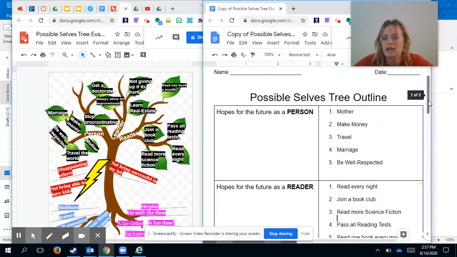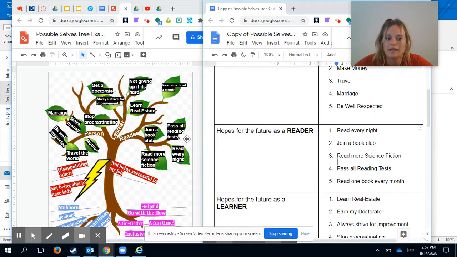Okay, so same thing as a reader. The next limb: read every night, join a book club, read more science fiction, pass all of my reading tests, and read one book every month. So you can see I put my leaves on this reader limb.